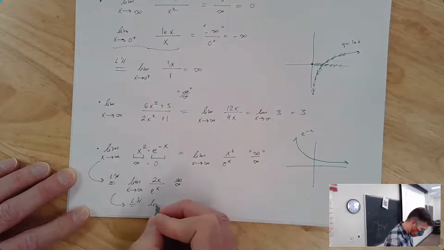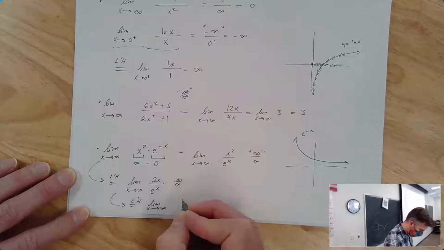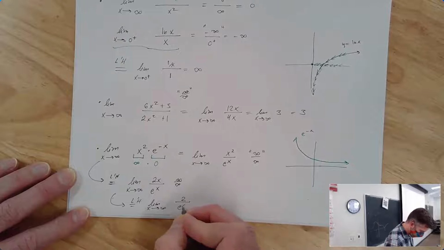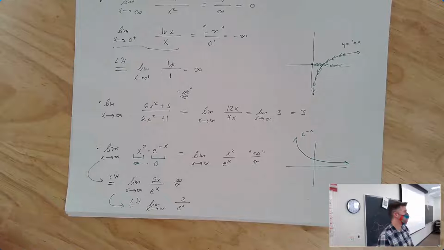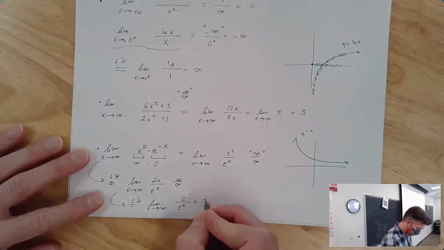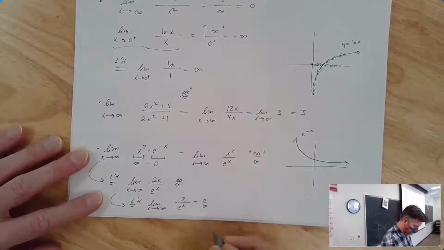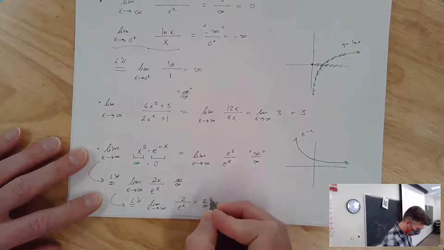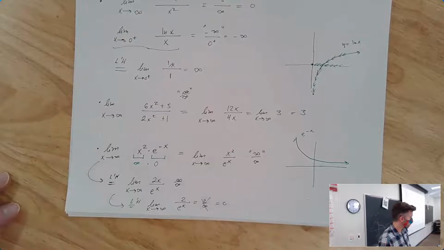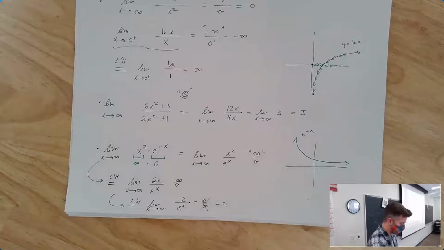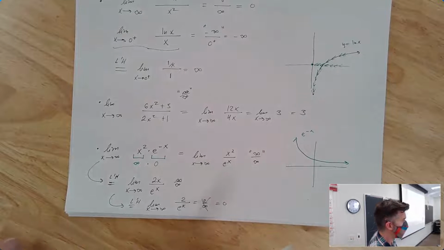And we have the limit as x goes to infinity of 2 over e to the x. And now if I let x go to infinity, what do I get? 2 over infinity, which is going to go to 0. I don't really like to write 2 over infinity. I would just say it's equal to 0. And we're done. That's our answer. As x goes to infinity, x squared over e to the x goes to 0.